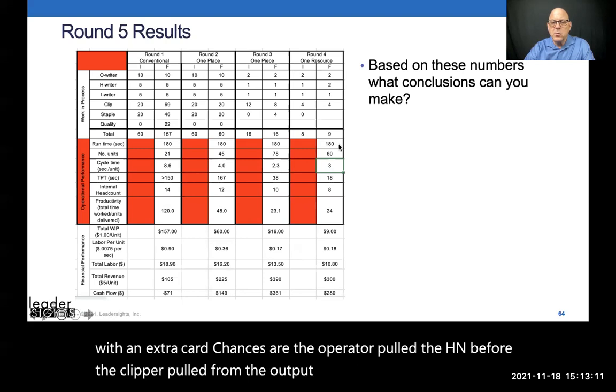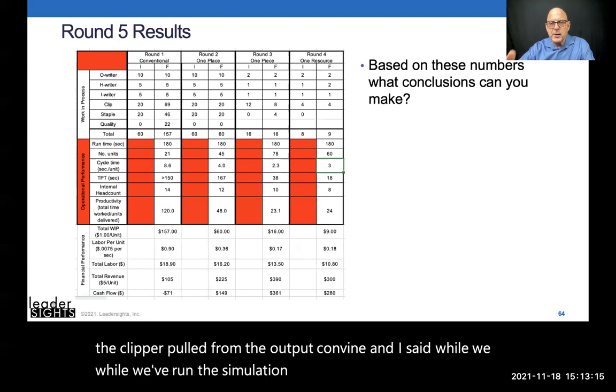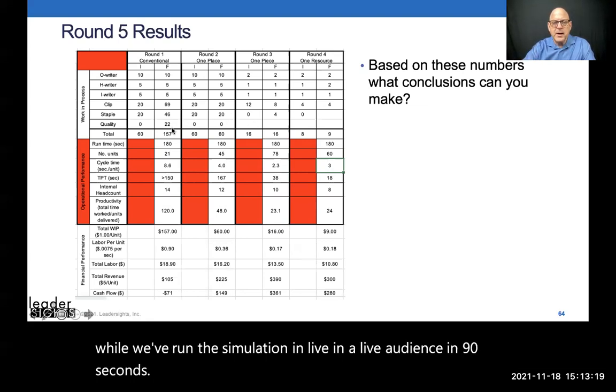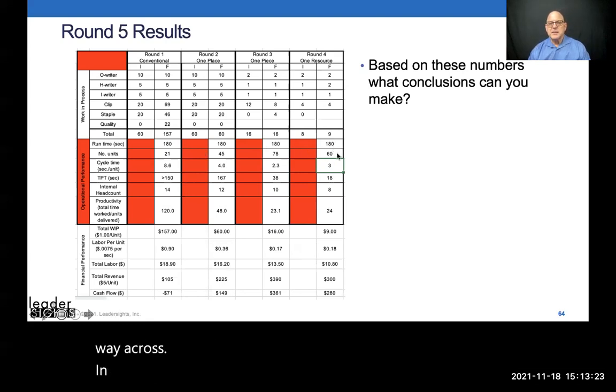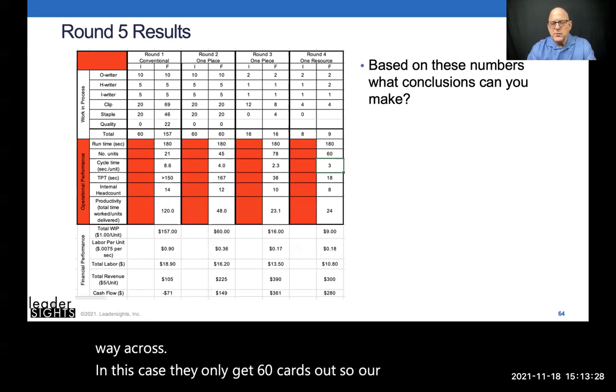And I said, while we run the simulation in a live audience in 90 seconds, I went ahead and doubled it here, so we had 180 seconds all the way across. In this case, they only got 60 cards out, so our output actually went down. What do you think happened here?